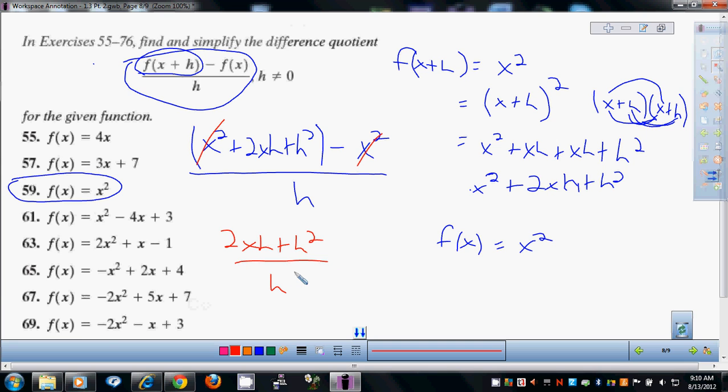What factors out of the top? What's in both parts of the top? An h. Leaving you with h times 2x plus h all over h. Now what cancels? H's. And the finished product, your answer to 59, when you plug this function into this equation, you get 2x plus h.